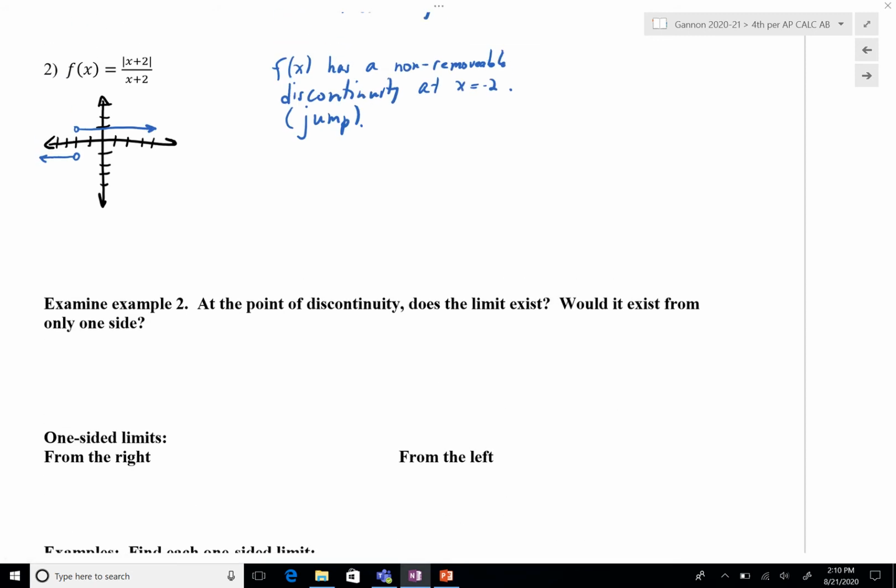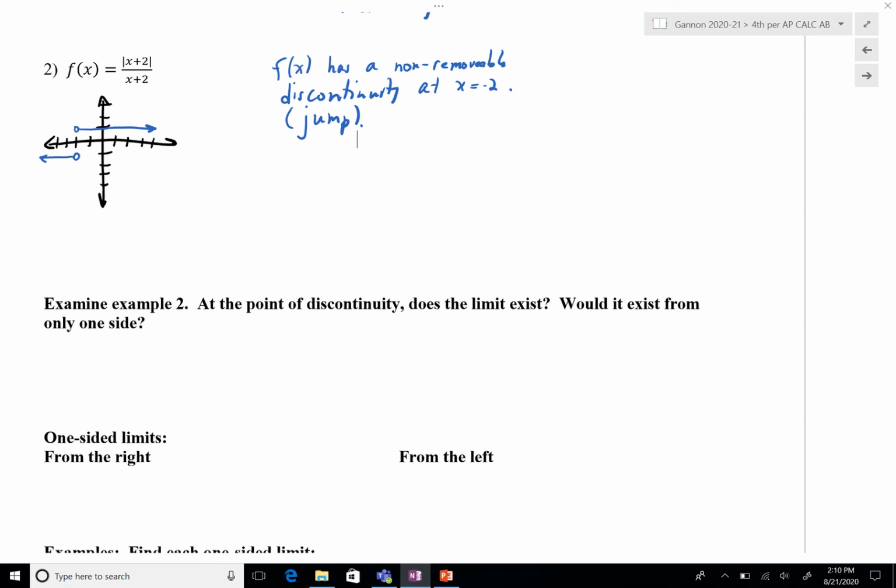Welcome back. This is part 2 of the 2.6 notes, and we're just going to continue where we left off. The next question is asking us to examine example 2. What we graphed was the absolute value of x plus 2 over x plus 2. It says, at the point of discontinuity, does the limit exist? Would it exist from only one side?